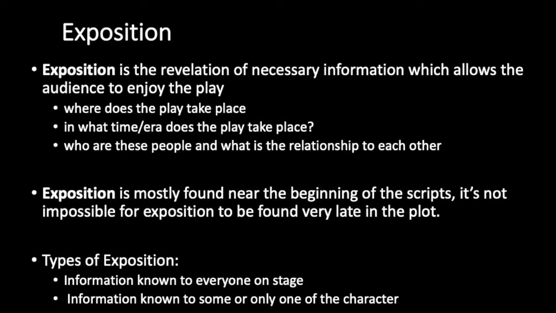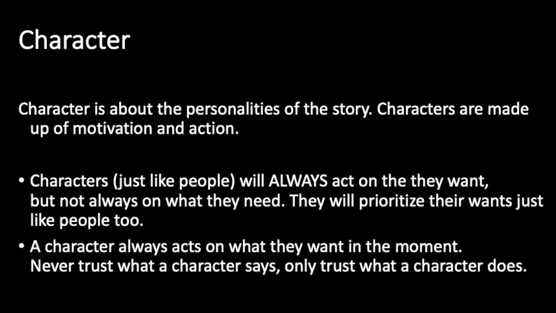And then types of exposition are information known to everyone on stage, like the time and place of the play, and then information known only to some of the characters. This next one is obvious. Stories are made up of characters. Character is about the personalities of the story. Characters are made up of motivations and action.